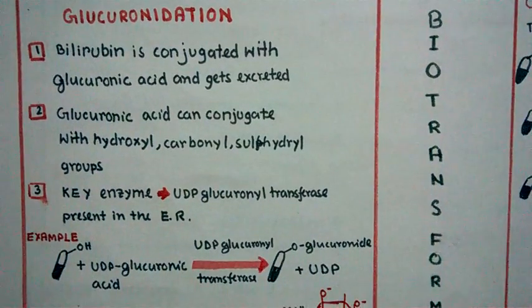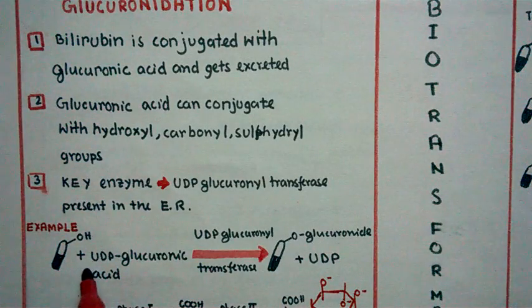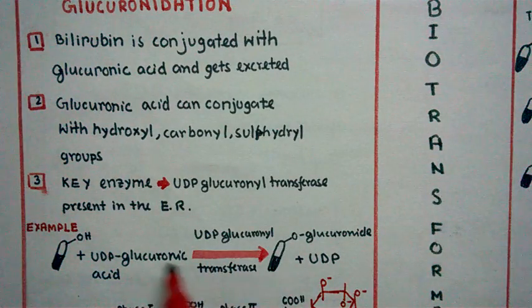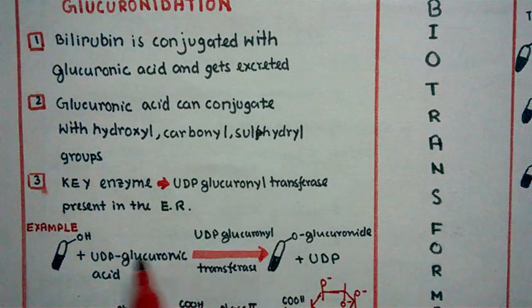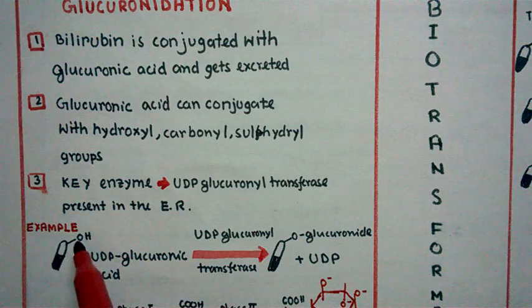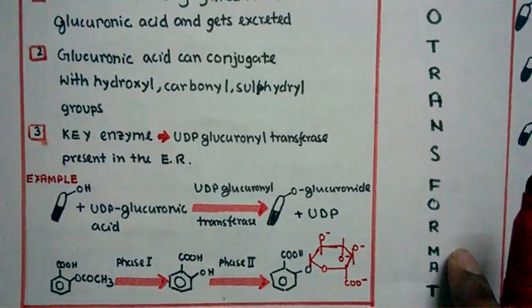Next, here is our drug and we have UDP glucuronic acid, and by the enzyme UDP glucuronyl transferase, this glucuronic acid group would be transferred onto the hydroxyl group of this particular drug. And this drug was biotransformed in the phase 1 reaction. So here we have a detailed example.